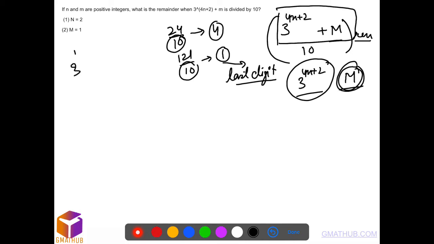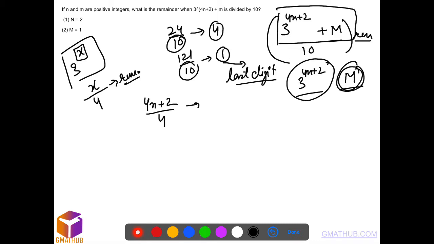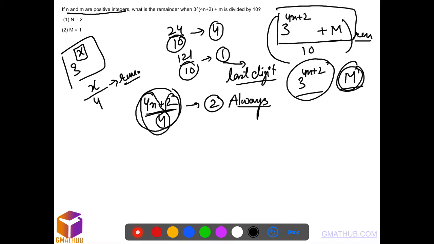Now 3 raised to the power anything. Okay, let's say 3 raised to the power x. How do we find the last digit? X divided by 4, and we check the remainder. So 4n plus 2 divided by 4. N is a positive integer. Now 4n plus 2 by 4. 4n will give me 0 remainder. N can be anything. 4n by 4 will be divisible. So remainder here will be 2 always. Okay. So this last digit is fixed.